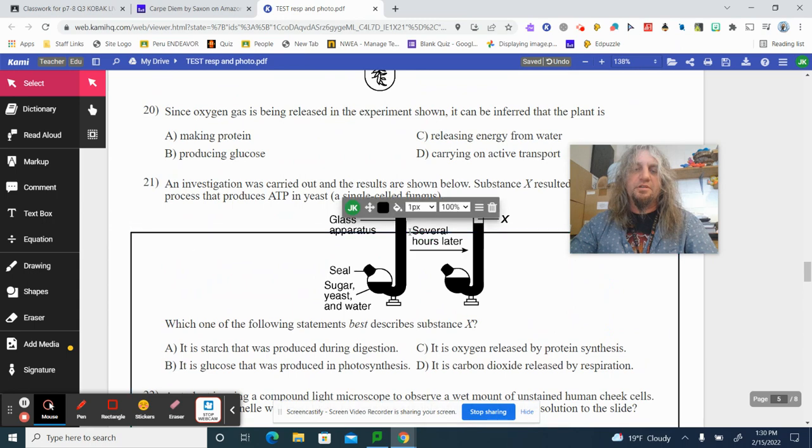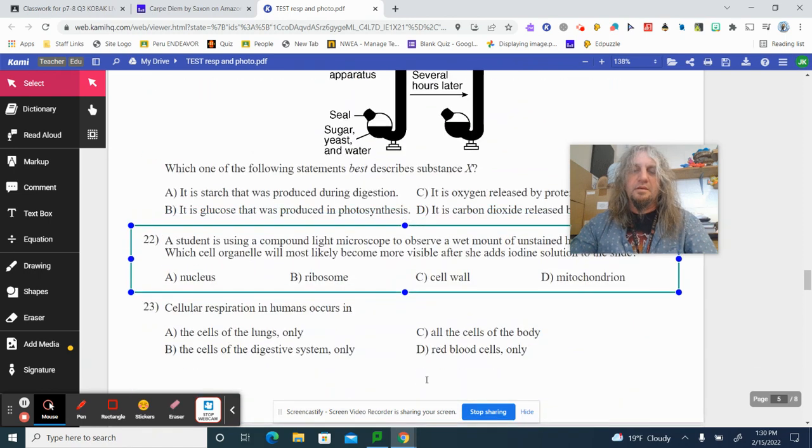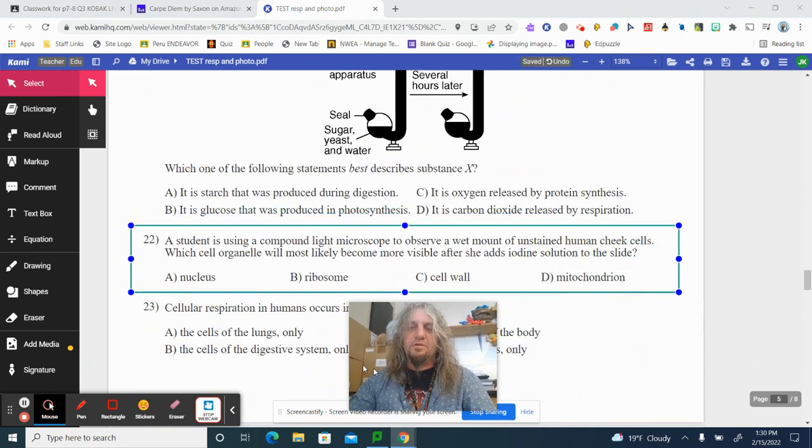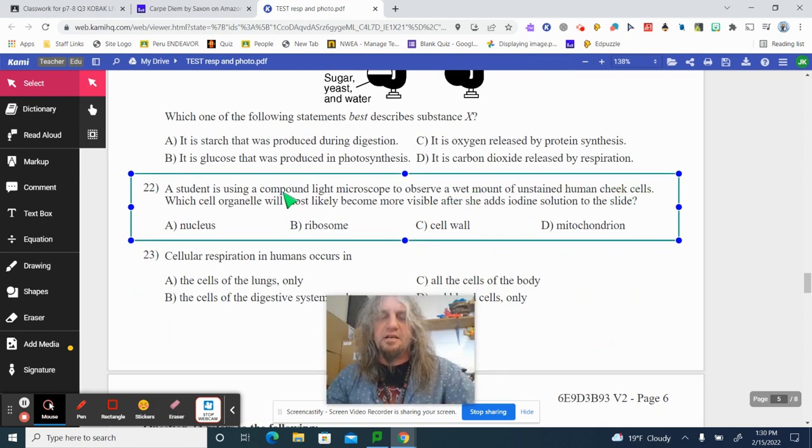Question 22. Let's move down there. There we go. Question 22. The student is using a compound light microscope to observe a wet mount of unstained human cheek cells. Which cell organelle would most likely become more visible after she adds iodine solution to the slide? A, the nucleus, B, the ribosome, C, the cell wall, or D, the mitochondrion?